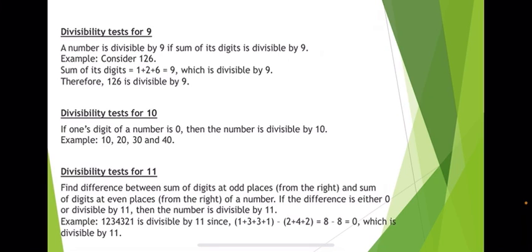Now what we have to do? We have to subtract the sum of the even places from the sum of the odd places, and if the result comes out to be 0 or is divisible by 11, then the whole number is divisible by 11.